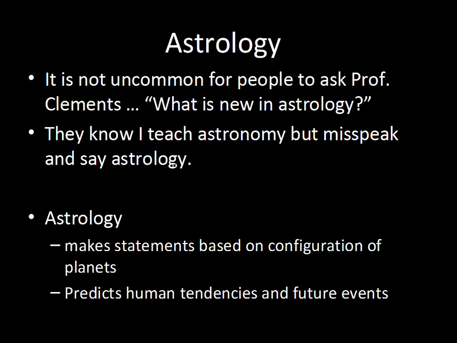What about astrology? Is that a science? Some people will ask me, what's new in astrology? And they really know that I teach astronomy, but they'll misspeak and say astrology. So astrology is an ology, making statements based on the configuration of the planets. And I'm not an expert on astrology because I don't follow it. It predicts human tendencies and future events.